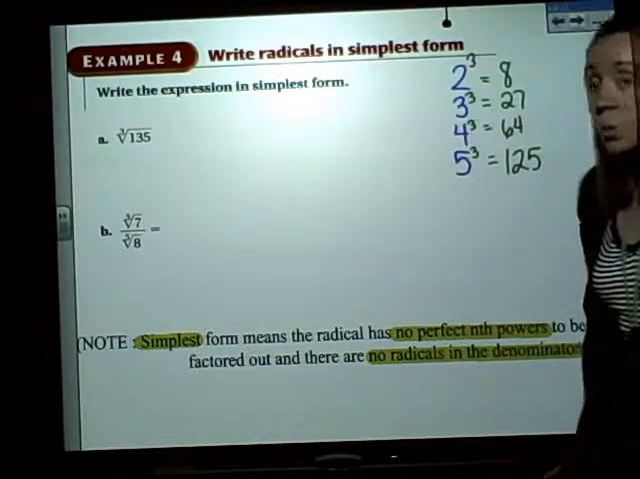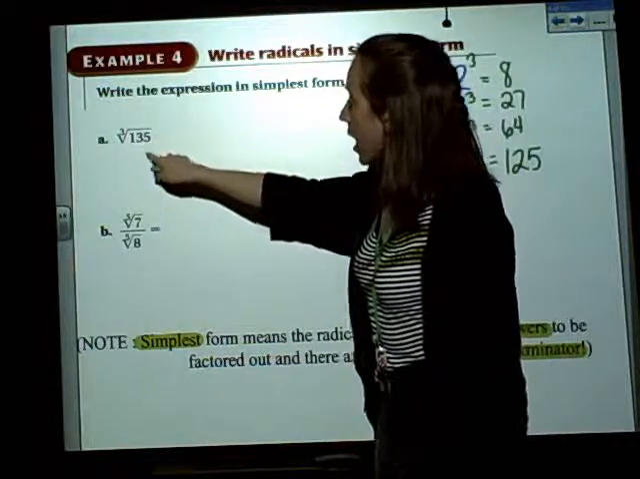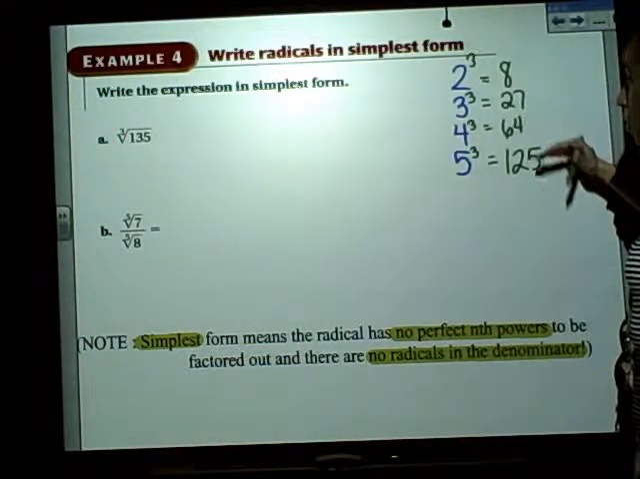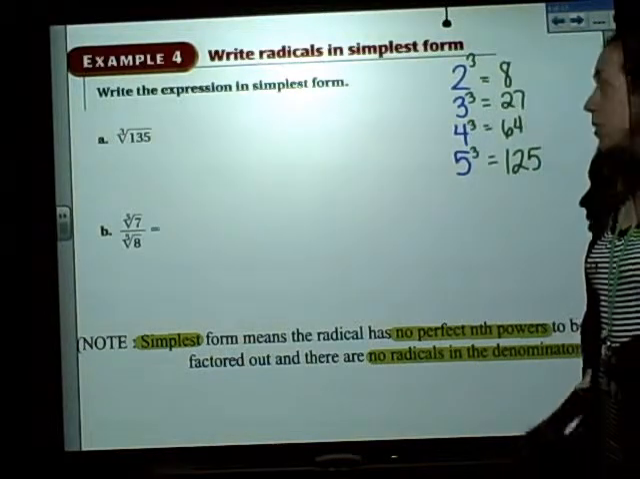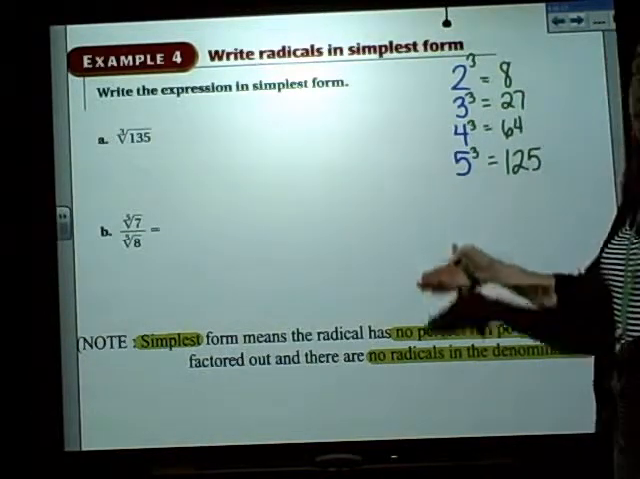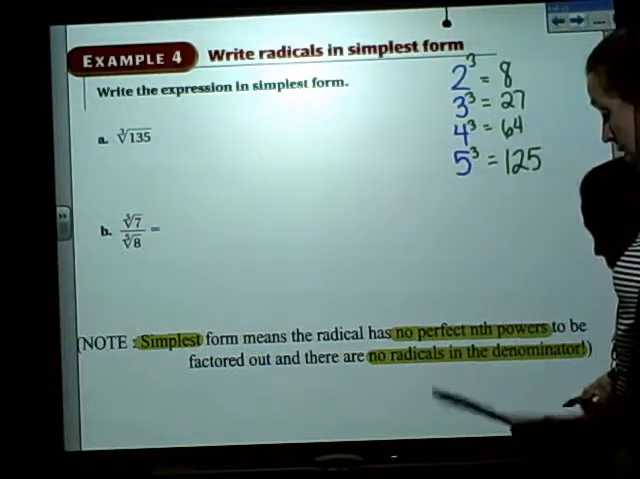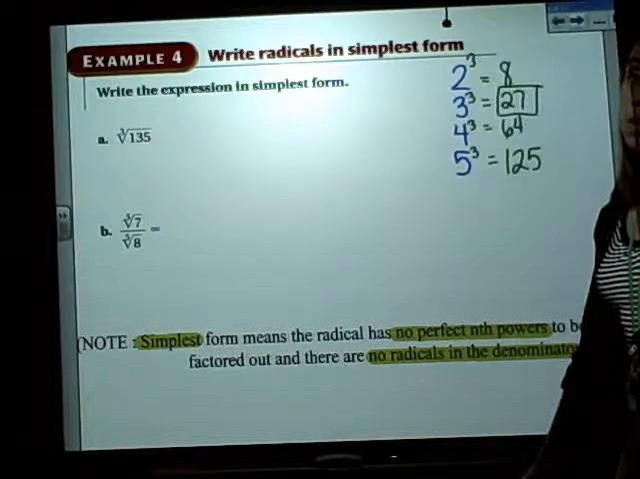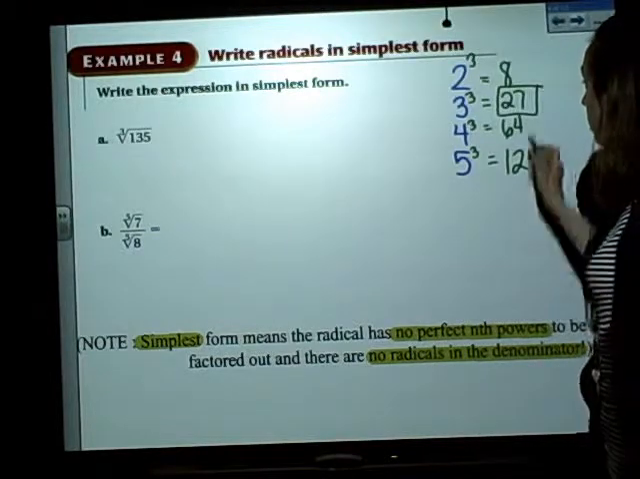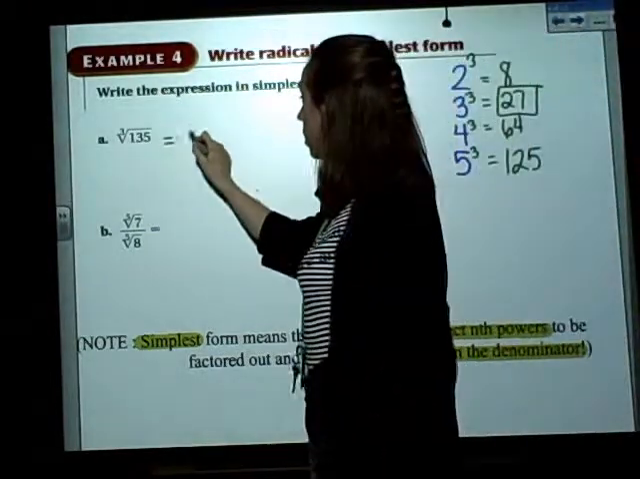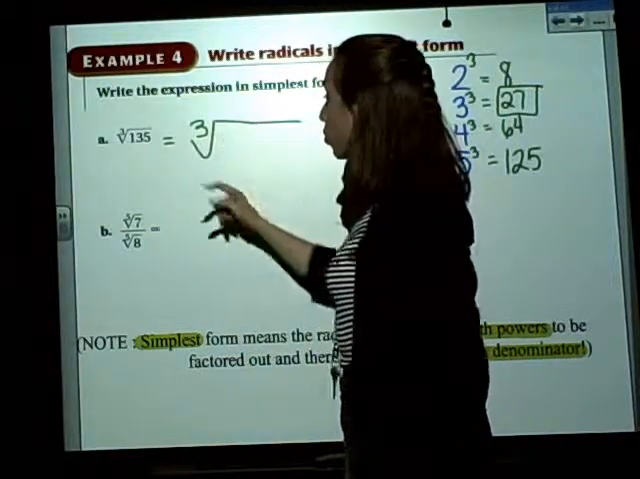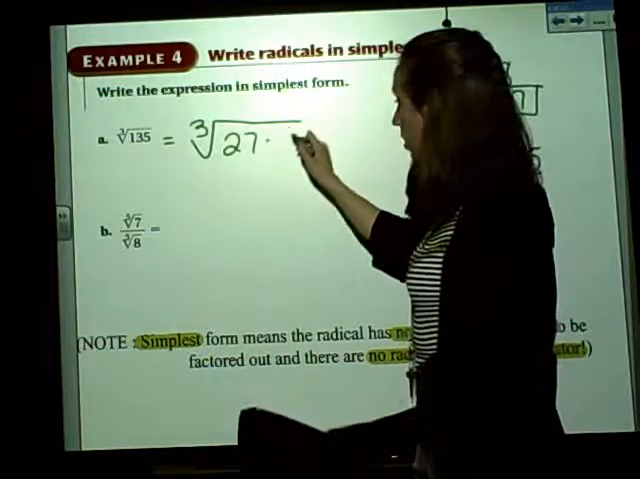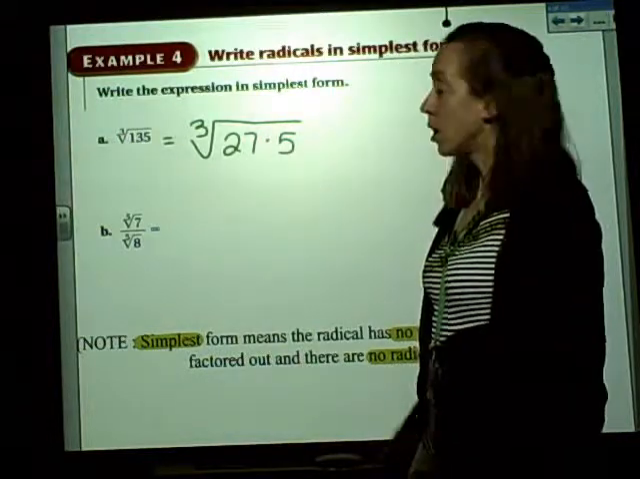So what I'm going to do is I'm going to take 135 and I'm going to divide it by 8, 27, 64, 125. And I'm going to see which one goes into 135 without giving me a decimal. When I do that, I find that 27 is the only one that will go into 135. So what I'm going to do, I'm going to rewrite 135 into 27 times 5.